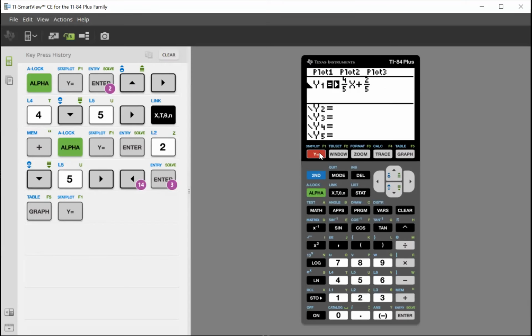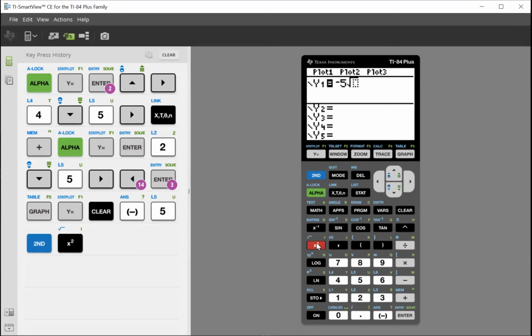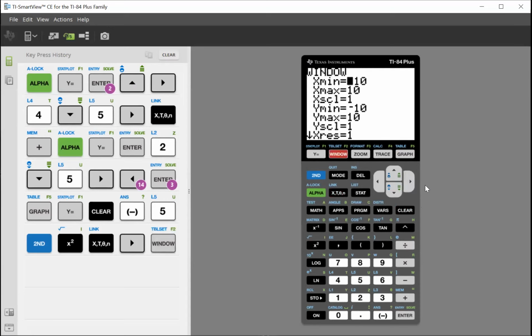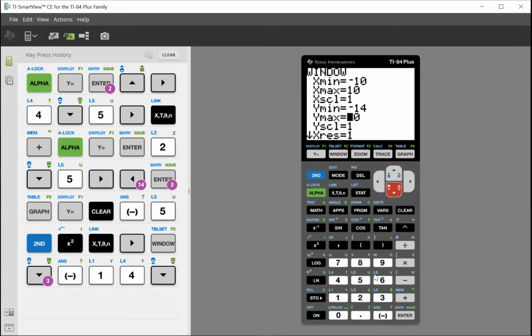So let me go to y equals, and I'm going to clear out this last equation we did. I got negative 5 square root. I would hit second x squared and then put in my x. Now, if you want to change the window to match theirs, you go to window. Now my x's are already negative 10 to 10, so I'm going to go to y minimum. They had a negative 14. And then their y max was a 6. So I got my window set. Now when I hit graph, I will get one of their 4 pictures.